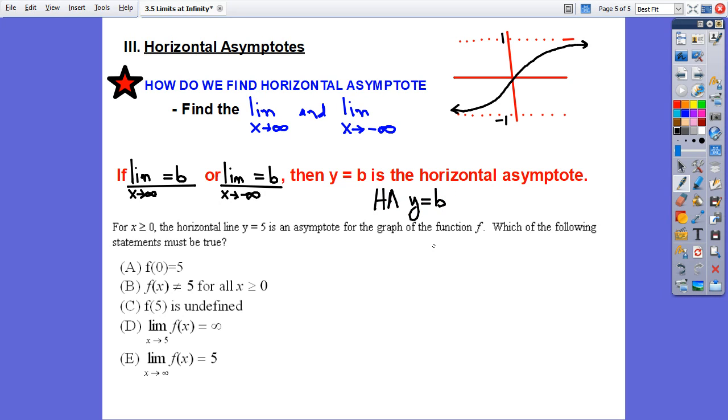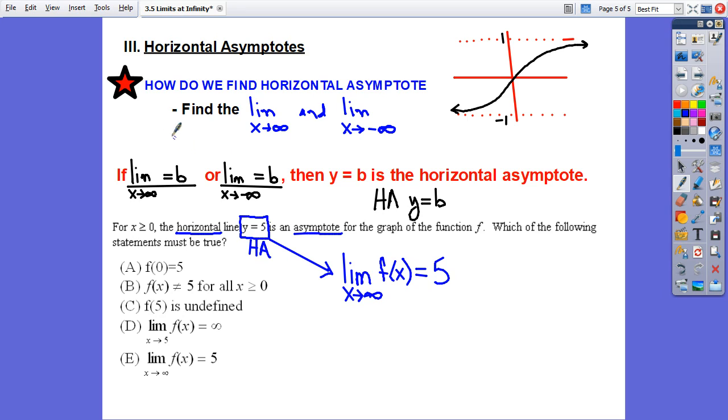Now, just to show you one type of question that they have on AP stuff, it says, for x greater than or equal to 0, the horizontal line y equals 5 is an asymptote. So they're giving us y equals 5, and they're calling that a horizontal asymptote. They didn't come out and say horizontal asymptote; they said a horizontal line that is an asymptote. But that's an HA, so we want to connect that immediately. We go, well, if that's a horizontal asymptote, what does that imply about the limits? That means the limit as x approaches infinity or negative infinity of the function, in this case f of x, would have to equal 5. That's how we find horizontal asymptotes.